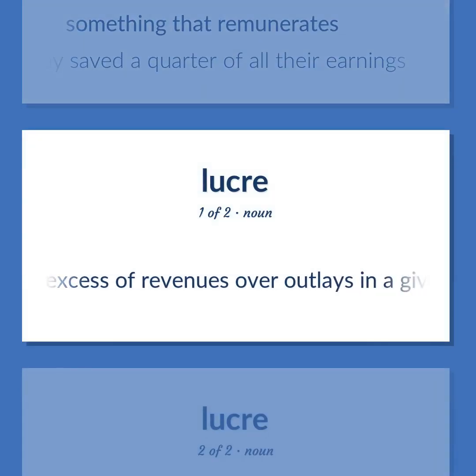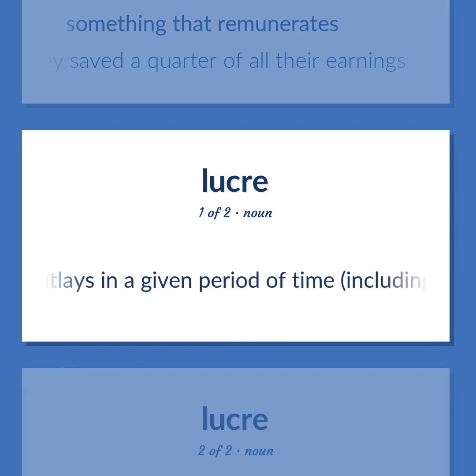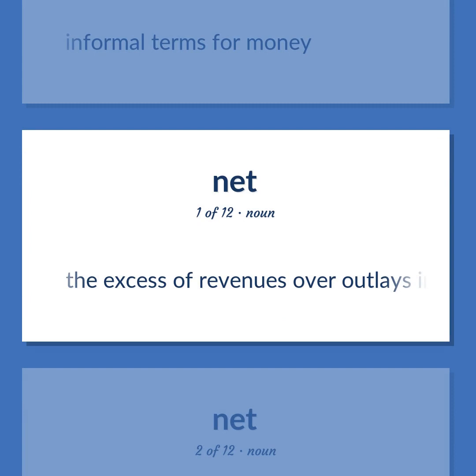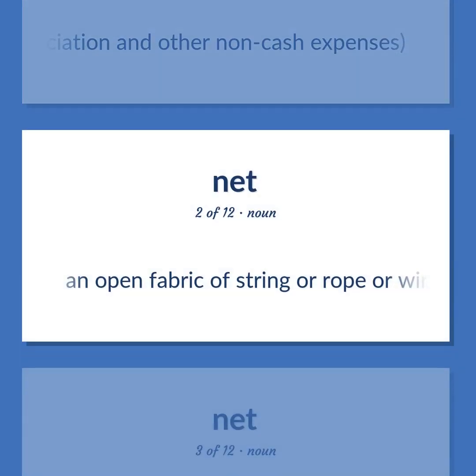Informal terms for money. An open fabric of string or rope or wire woven together at regular intervals.